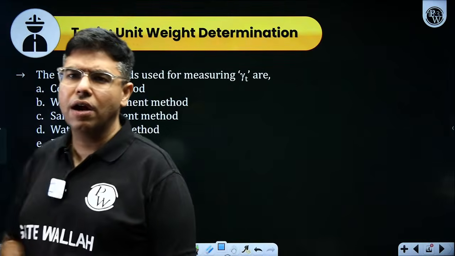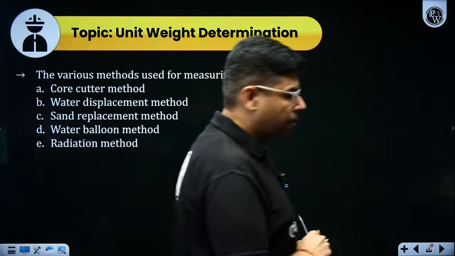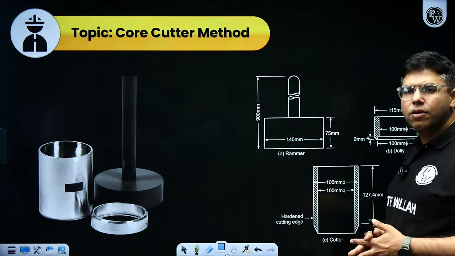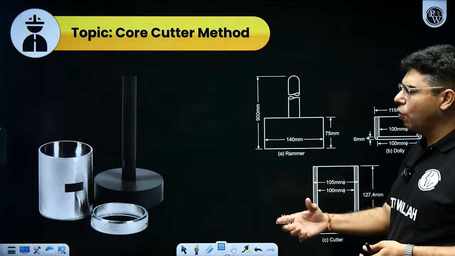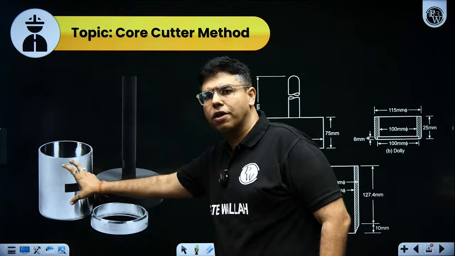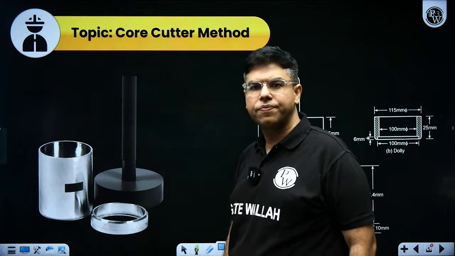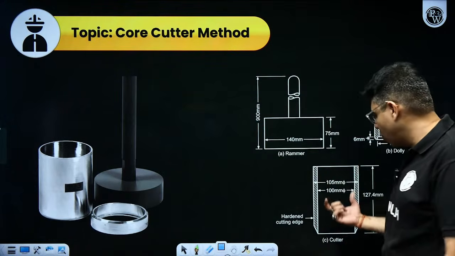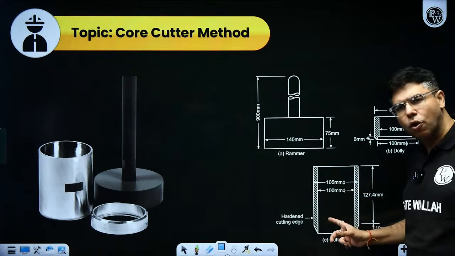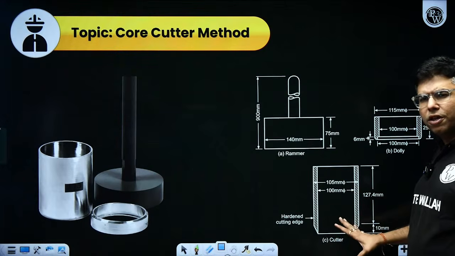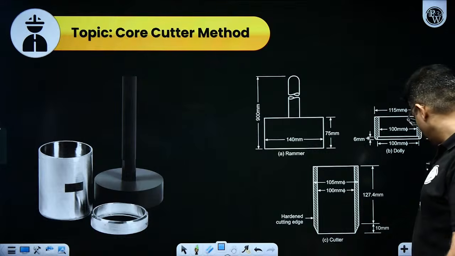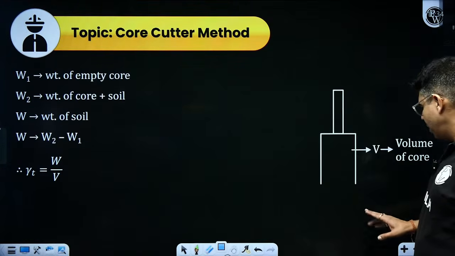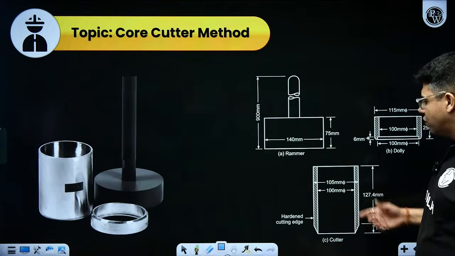Let us first start with the core cutter method. Okay. What is this core cutter method? In the core cutter method, we use a core cutter like this. This is the core cutter, this is my dolly, and this is the cap. So, what we have to do is, you have to insert this core cutter whose inner dimension you already know. You do not have to remember the inner dimension, nobody will ask you. So, we already know the inner dimension of this core.